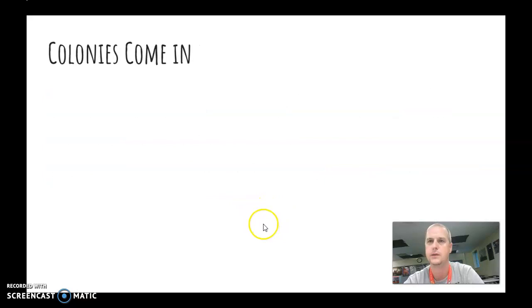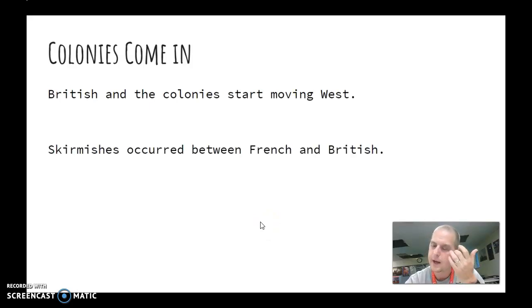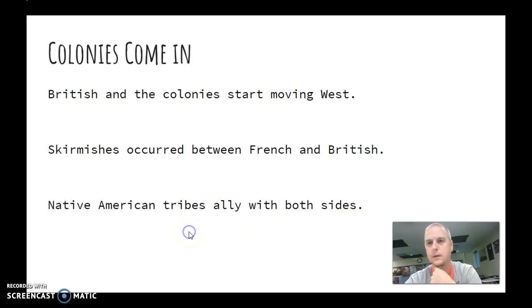So colonies. So the 13 American colonies come into play here. They start moving west. They start outgrowing their area. They start wanting more land. They start learning past the Appalachian Mountains that there is more land. And so they start going that direction. And the skirmishes keep taking place between the French and the British. And Native American tribes are allying with both sides.